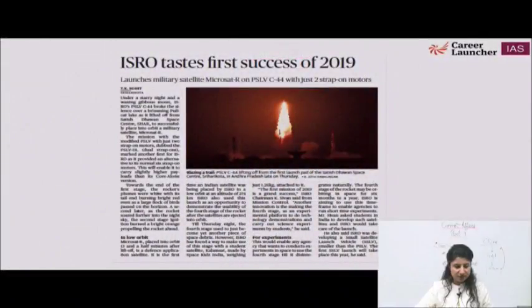Now, ISRO tastes first success of 2019. So, it is the first success of 2019, not the first success of India. The way that we entered into 2019 is great because we have launched the military satellite Microsat-R on the launcher PSLV C-44 with just 2 strap-on motors. Just 2 extra motors, which are associated with the rocket through some strap. They are attached to provide extra thrust to the engine of the rocket.